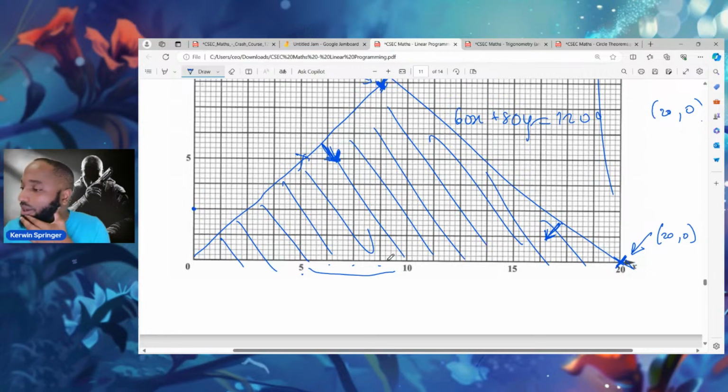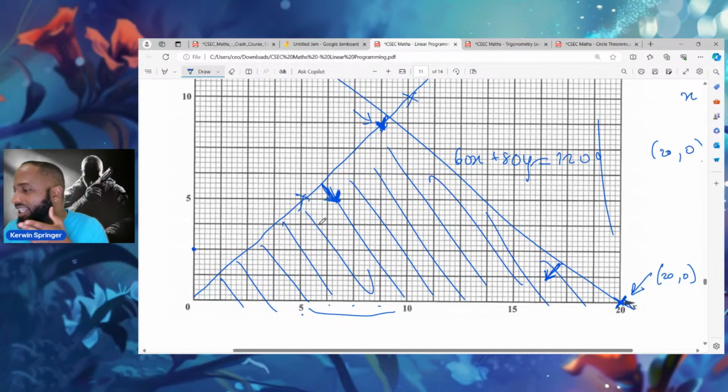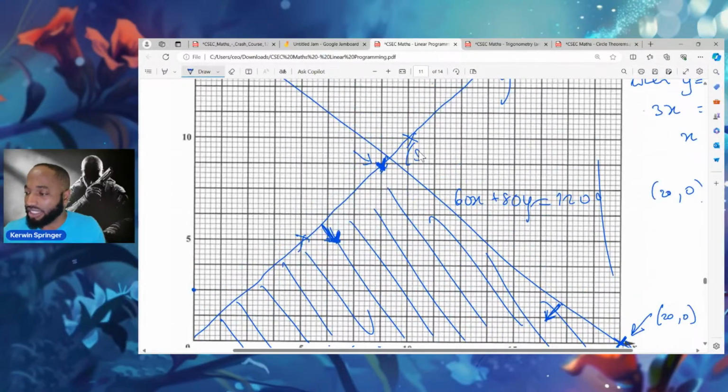Why am I being so indecisive? Let's say it was 8, 8, just for kicks. 8, 8 is the nearest whole number point that we could get. Let's say that 8, 8 was it, and it's in the region, because it is on the line y equals x.